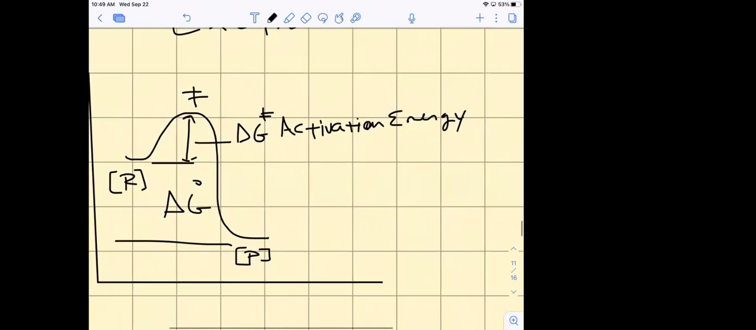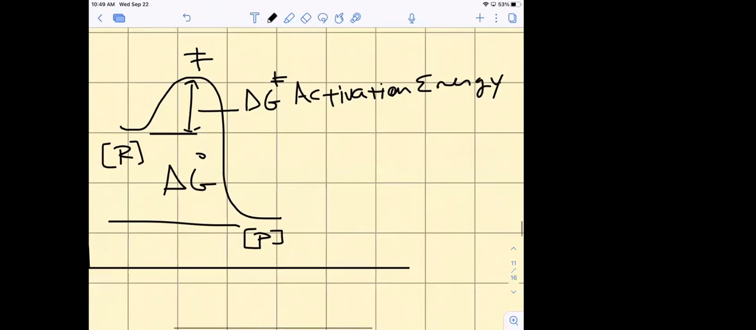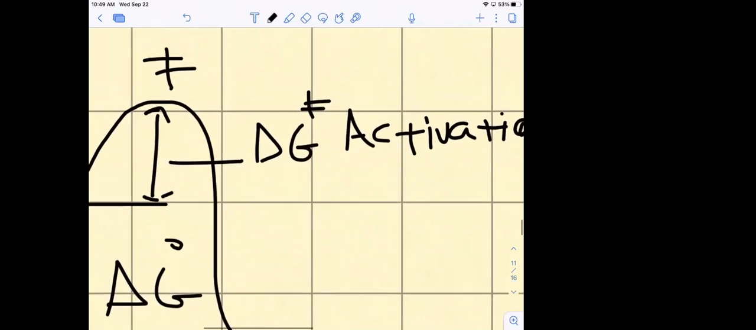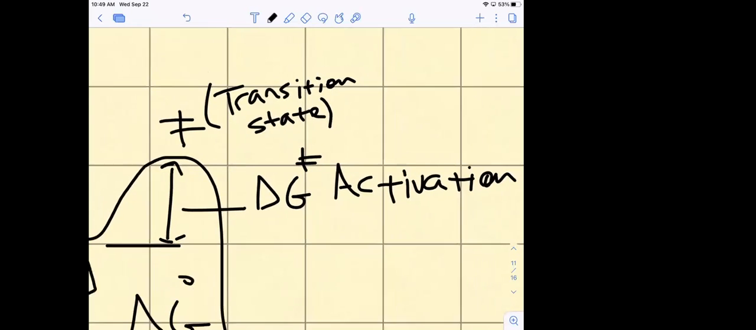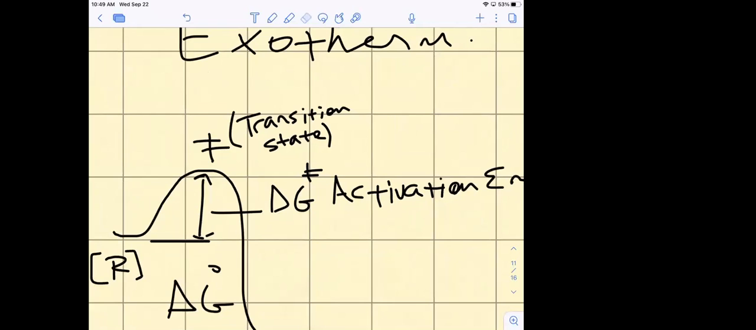Notice, I have a question. Go ahead. Can you repeat what that symbol is above the... The double dagger. Yeah, that's my transition state. Sometimes you'll see it really fancy looking.